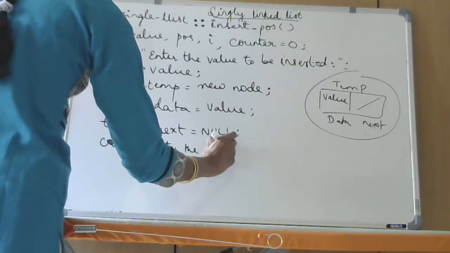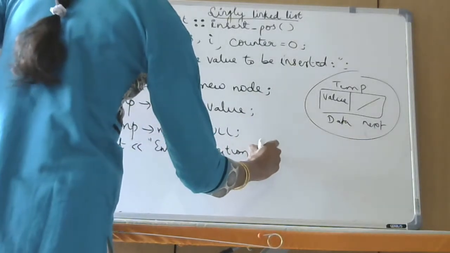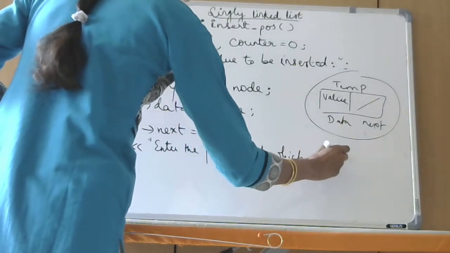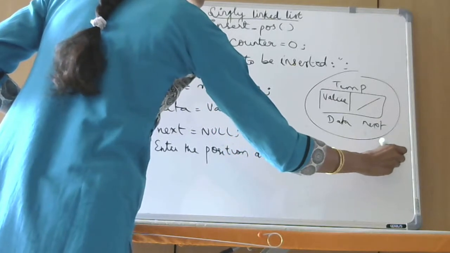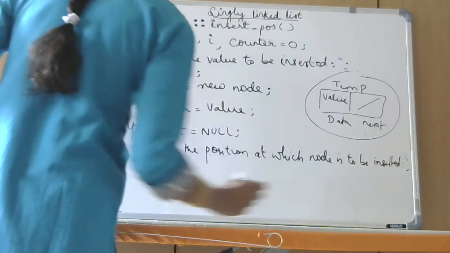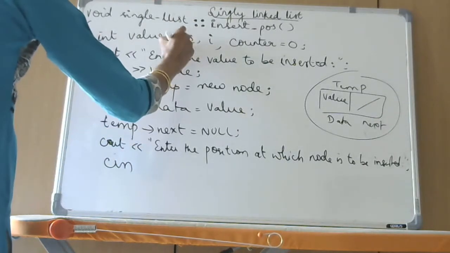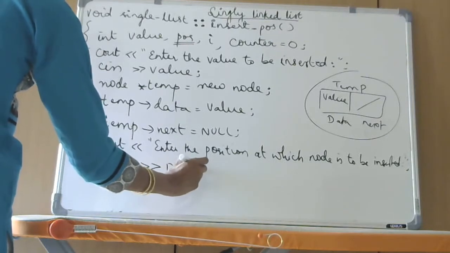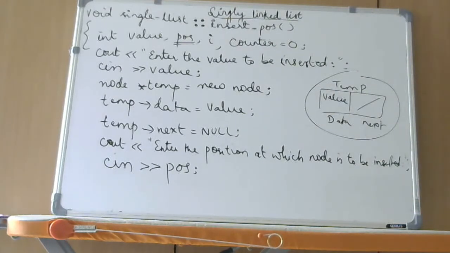Enter the position at which the node is to be inserted. Okay, so I will accept this. Cin, I have declared one variable called position, so I will accept that position. POS indicates where I want to insert.